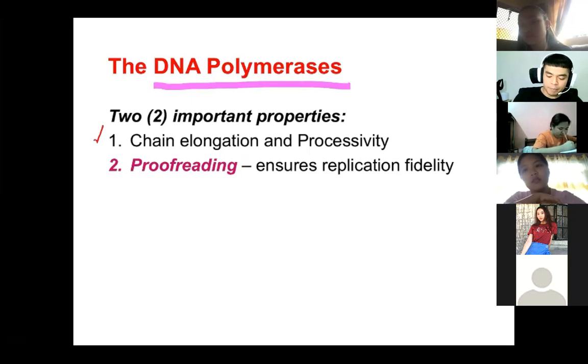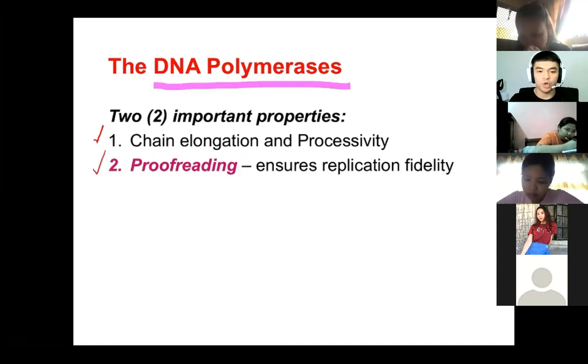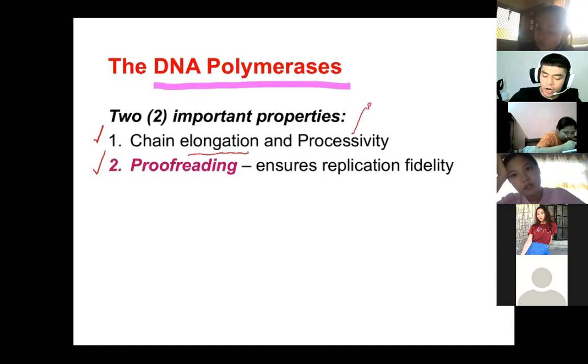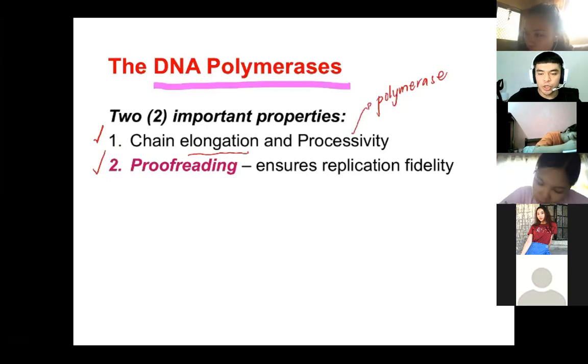And one distinct property of DNA polymerase, they can double check what they did. Okay? Pwede nilang i-double check yung mga ginawa nila kung tama ba yon or mali. So ang tawag doon ay proofreading. So when we connect this with their enzymic actions, tandaan, ang elongation or chain elongation is because of the polymerase action of the DNA polymerases. So ulitin natin, ang chain elongation and processivity, this is due to the polymerase action by DNA polymerase.